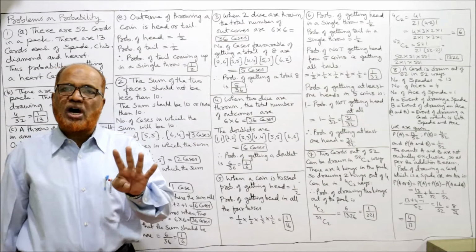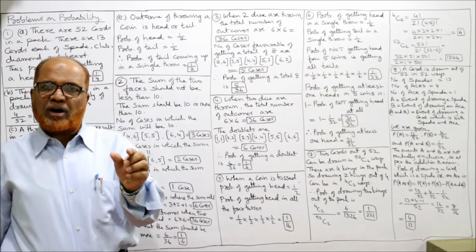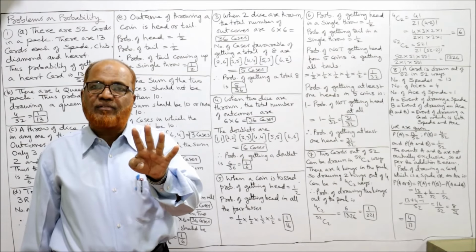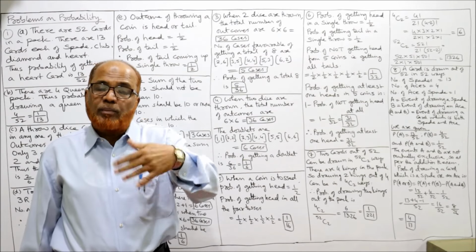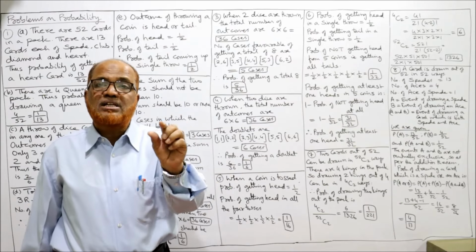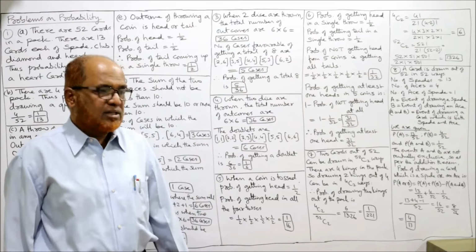अब totally 4 kings हैं. In a pack of cards, there are 4 kings and 4 queens. अब ये 4 kings में से we want to draw 2 kings. तो how many ways we can draw 2 kings out of 4? तो 4 C2 ways.